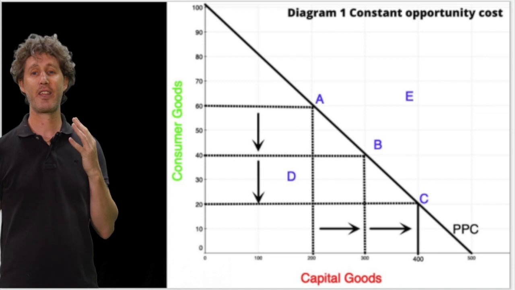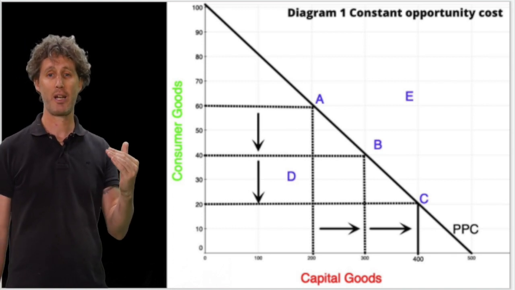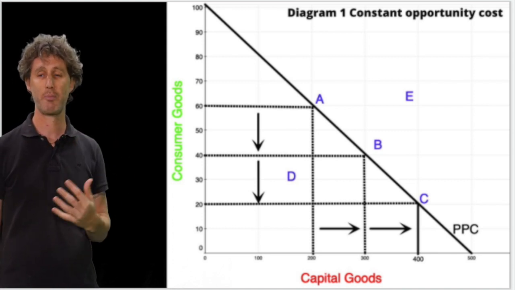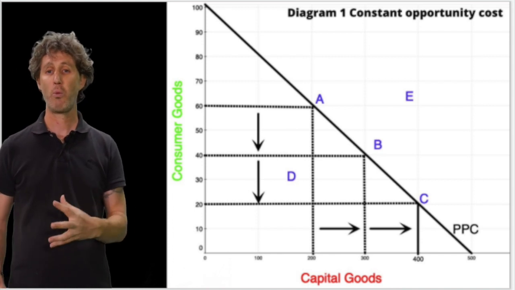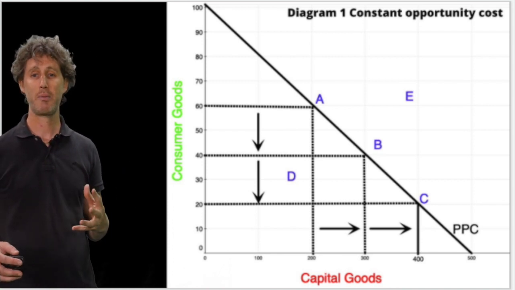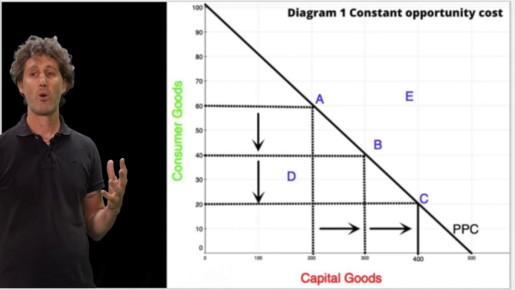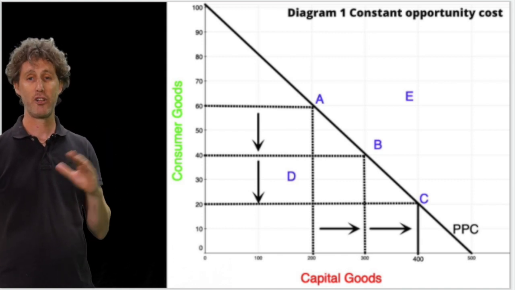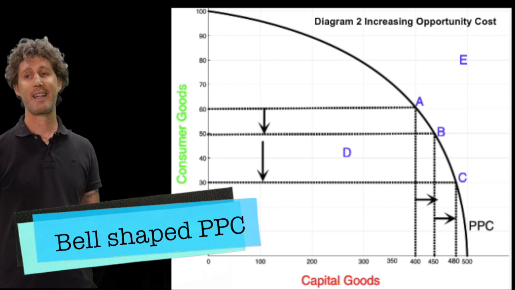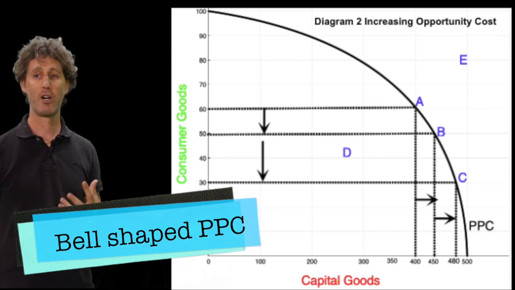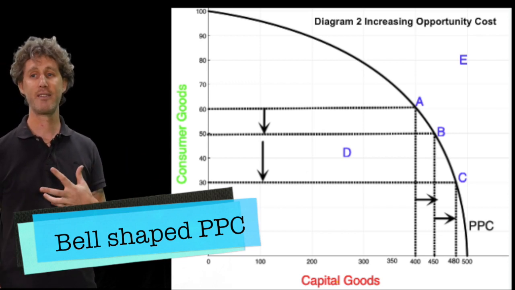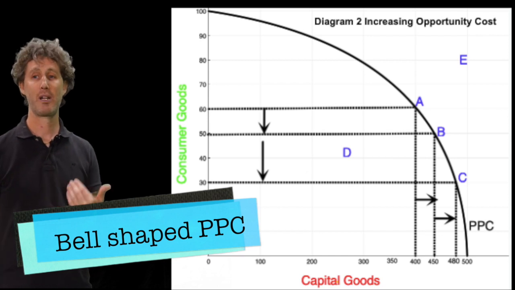Now, the opportunity cost in this model is constant because we have a straight line PPC curve. However, we don't always have a straight line PPC curve. The next one is a bell-shaped PPC curve where it's curved. Now, the opportunity cost in this model changes. So in this example, again, we're illustrating the same thing.